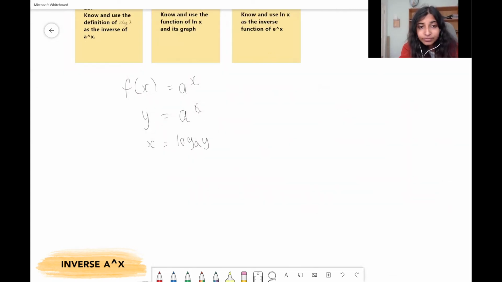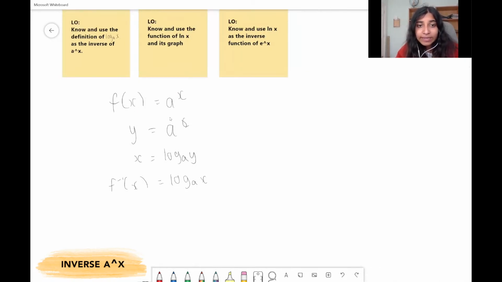So we've rearranged that to get x is something. This is using log rules, and then you can replace x with f inverse of x, and you replace y with x. So you'll just get log a of x. That's how you get that the inverse of a to the power of x is just log base a of x.